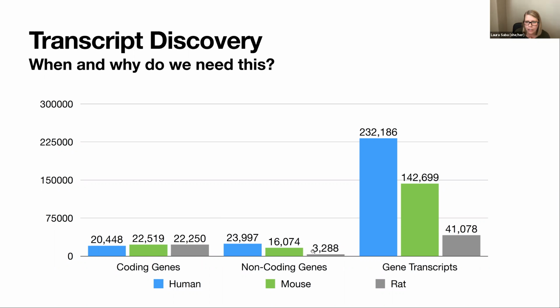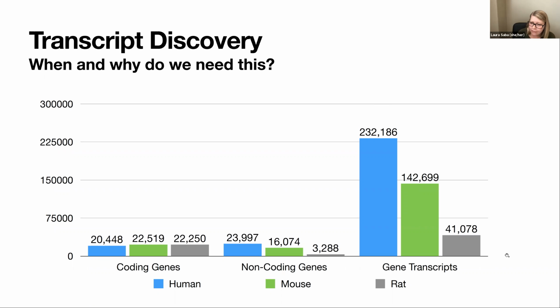When it comes to non-coding genes, we see much more of a discrepancy between the 3 species. And our general assumption here is that this is not due to evolution or something like that, that this is due to lack of annotation. And so, for example, there's only 3,000 non-coding genes that are annotated in rats, where there are almost 24,000 in human. So if we are targeting non-coding and are super interested in the non-coding transcripts in rat, then we definitely want to consider a transcript discovery type algorithm.